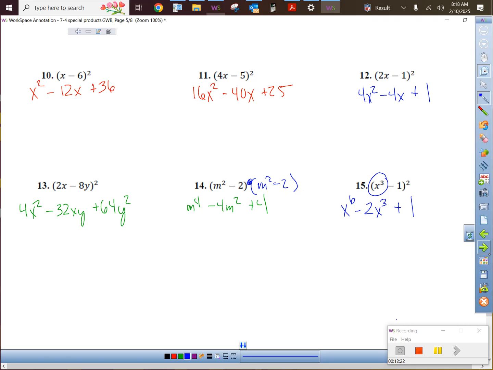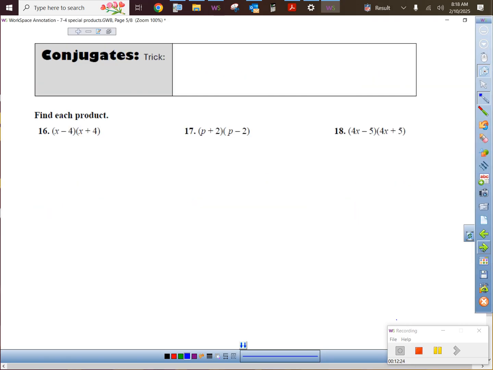But that trick only works for a binomial squared. Is this a binomial squared? What do you think, yes or no? It's really, really close, though. What's the one little difference between those two parentheses? Do you see how one of them is a plus and one of them is a minus?